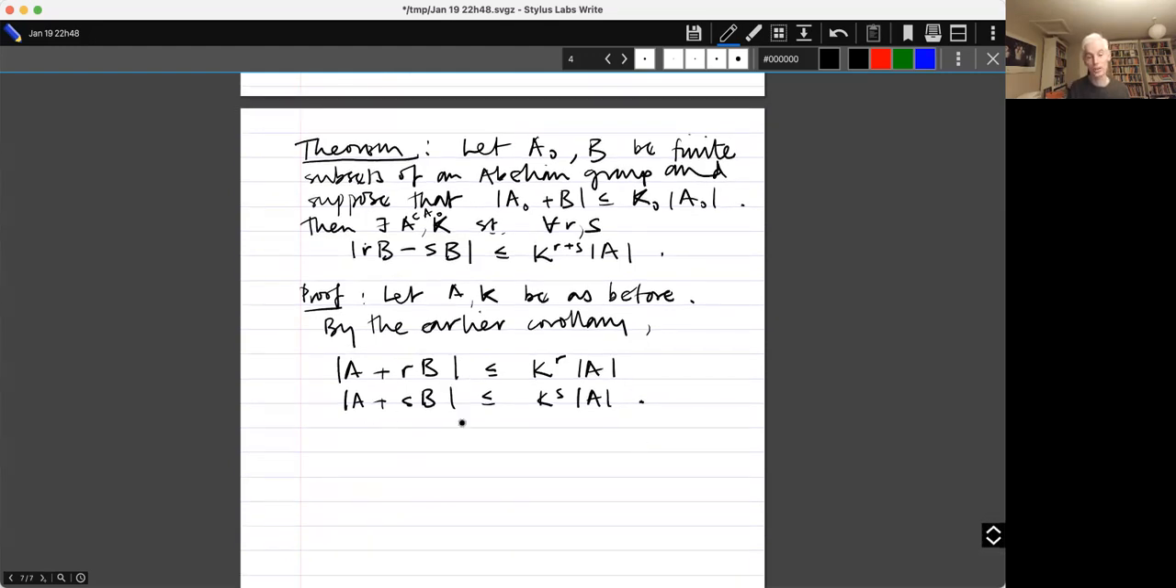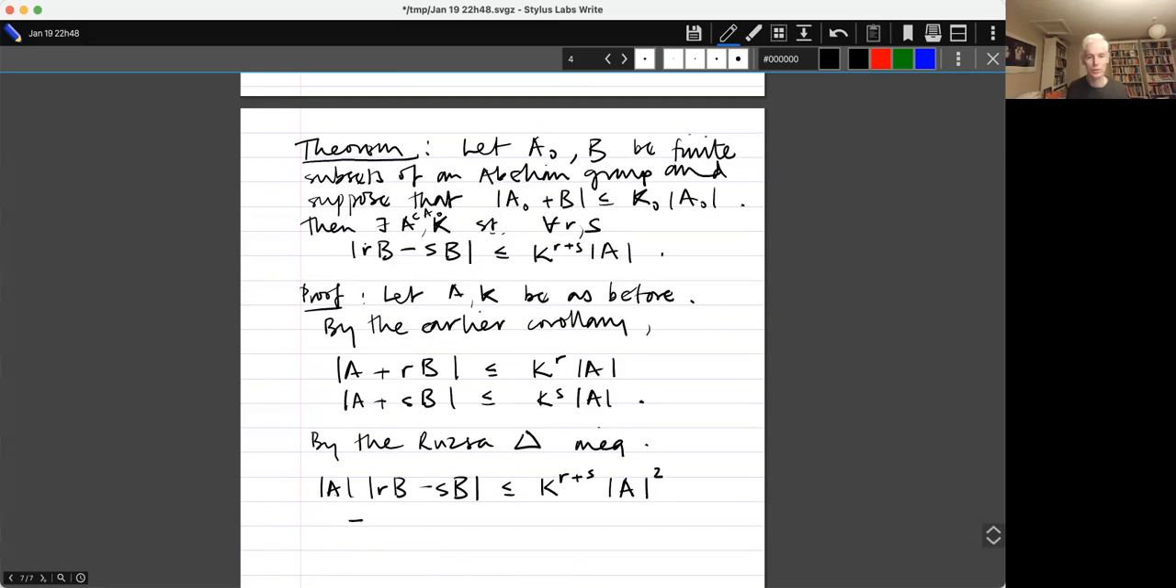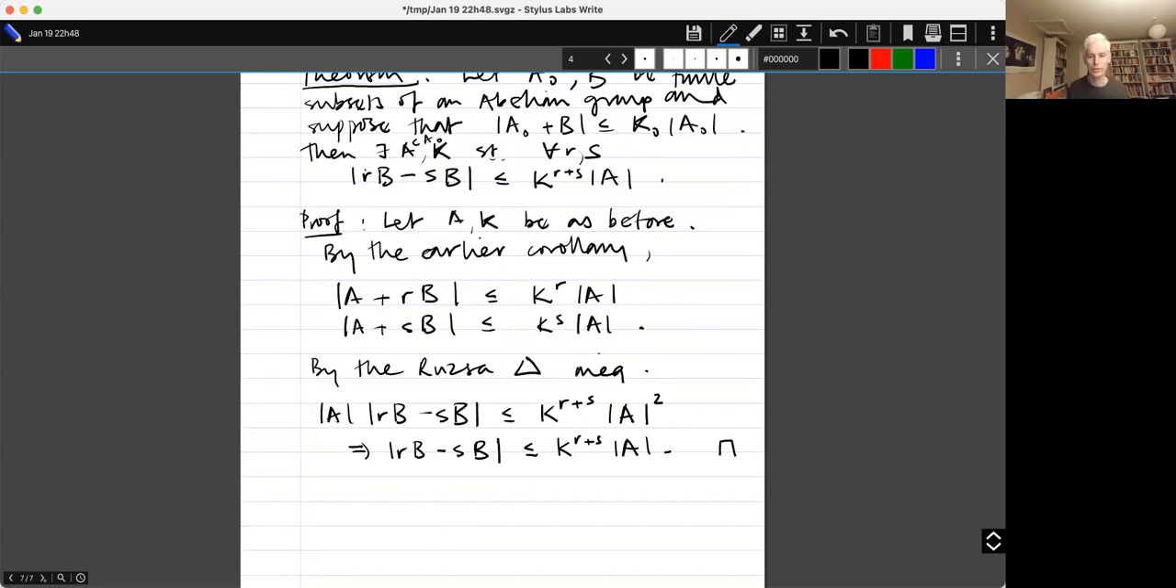So now we're going to apply the Ruzsa triangle inequality. That's A plus U, A plus V and A plus W. So by the Ruzsa triangle inequality, the size of A times the size of RB minus SB is less than or equal to the size of A plus RB, which is K to the R times A, and the size of A plus SB, which is K to the S times the size of A. So we get K to the R plus S times A squared, which implies that the size of RB minus SB is at most K to the R plus S times the size of A. And that completes the proof of that.